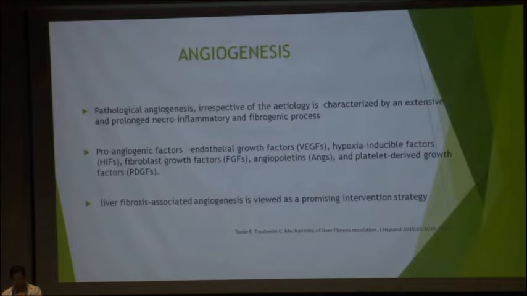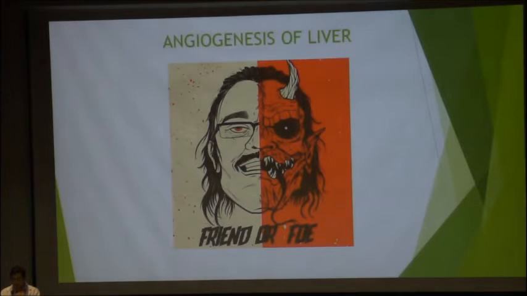Pathological angiogenesis, irrespective of the etiology, is characterized by extensive and prolonged necroinflammatory and fibrogenic processes. Most of the pro-angiogenic factors are already shown, and liver-associated angiogenesis is one of the most promising intervention strategies, as well as one of the markers for early fibrosis, which has been a limitation for most of the markers going around for liver fibrosis. So the first question to be asked is: is angiogenesis of the liver a friend or actually a foe?